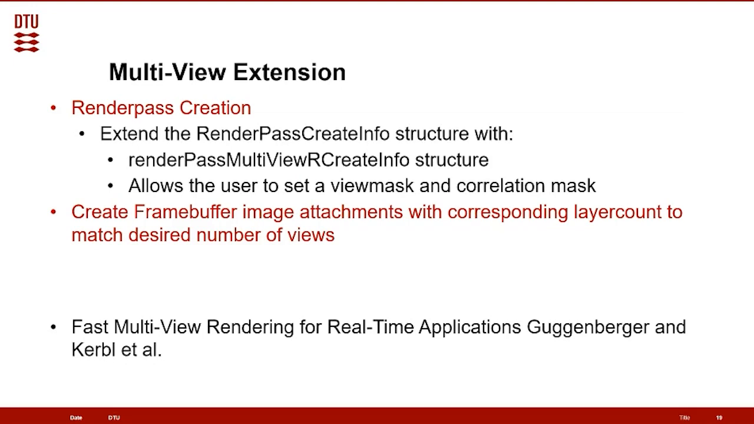We just, at the render pass creation, extend the render pass create info struct with a render pass multi-view create info. And that has a correlation mask and a view mask that we set up. So we say we want to render these two images next to each other and they correlate highly. And then we create a frame buffer image attachment with the corresponding number of layers as we have views. You can do this with more views as well. It goes up to, I think, 16 views, and 8 of these can be in hardware, and the rest will then be done differently. But in our case, 2 was enough.